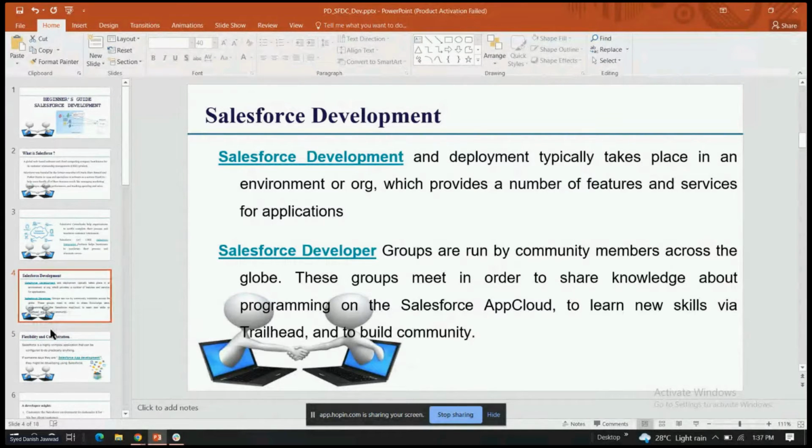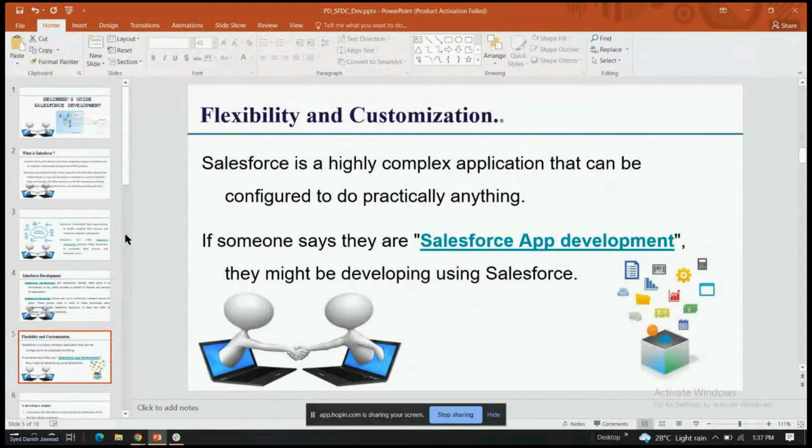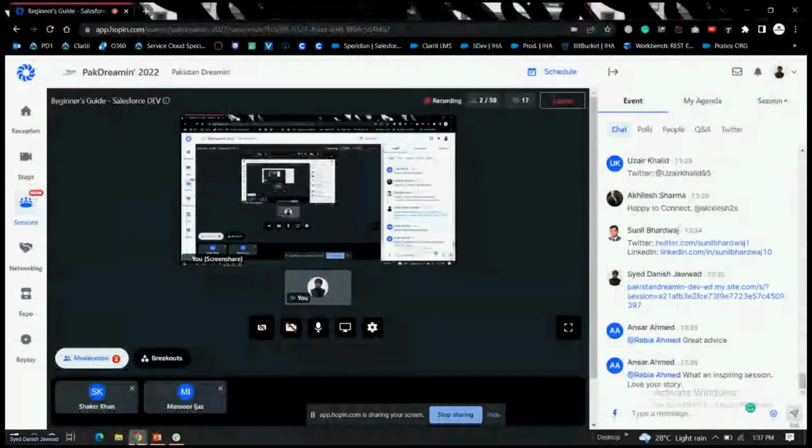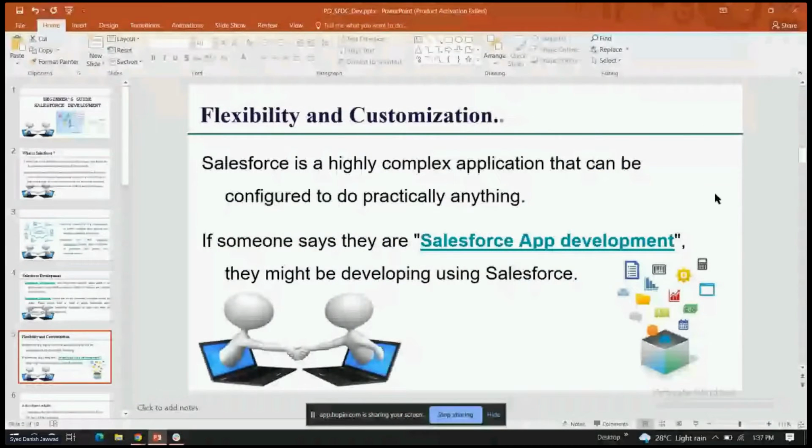And after that, we have multiple types of things in Salesforce, and each and everything can be customized as per your requirements. It is a highly customizable software, based on some boundaries, but it can be customized as per your requirement. And if someone tells you that they are Salesforce app developers, you can say that they must be using Salesforce for developing too.